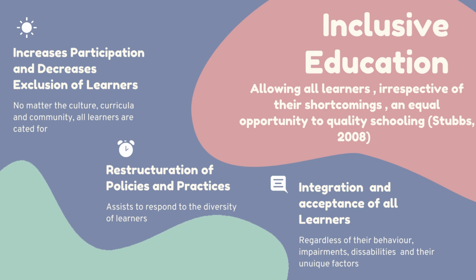Inclusive education is about allowing all learners, irrespective of their shortcomings, an equal opportunity to quality schooling. Inclusive education increases participation and decreases the exclusion of learners. No matter the culture, curricula, and community, all learners are catered for. Inclusive education aims to restructure the policies and practices. It assists to respond to the diversity of learners. Inclusive education is built around the integration and acceptance of all learners, regardless of their behavior, impairments, disabilities, and their unique factors.